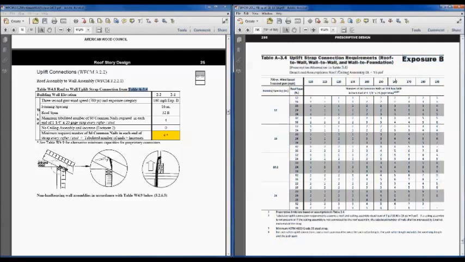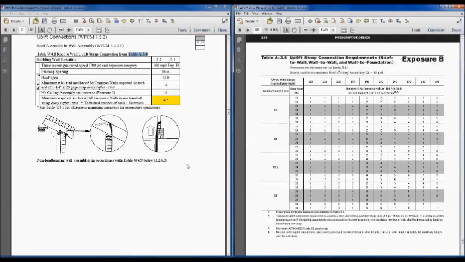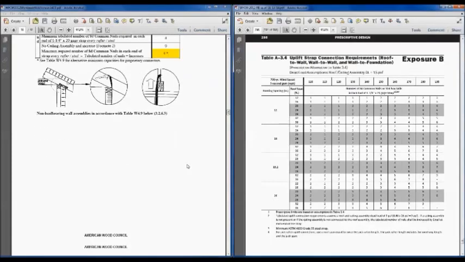So again, make sure you're in exposure B, 160 miles per hour, and then for 16 inches on center, and our roof span in this case is 32 feet, so we don't actually have to interpolate this one. It requires 4 nails. Always look at the footnotes down here. In this particular case, we don't have a wall dead load to offset anything, or a ceiling assembly dead load to offset that, and so that is your uplift strap requirements, the nails at the end of your uplift straps.